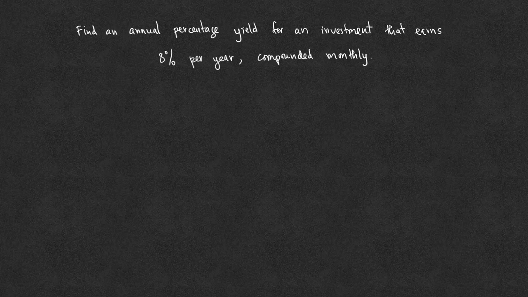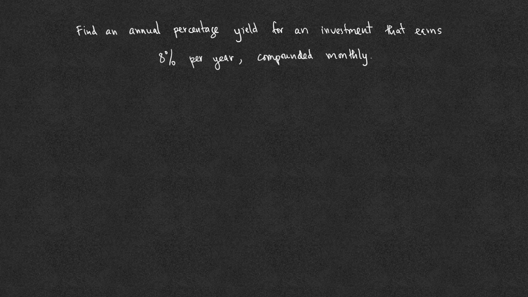Find the annual percentage yield for an investment that earns 8% per year, compounded monthly. The annual percentage yield is also known as the actual percentage yield. The 8% in question is known as the annual percentage rate, which is the nominal rate by name only. It does not take into consideration the compound interest and how often it is compounded.